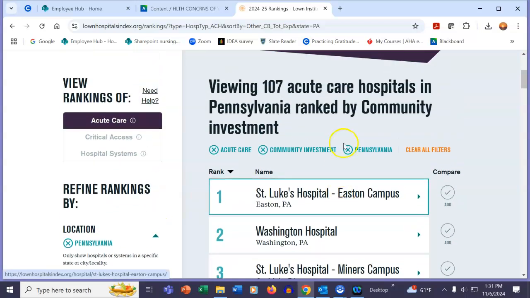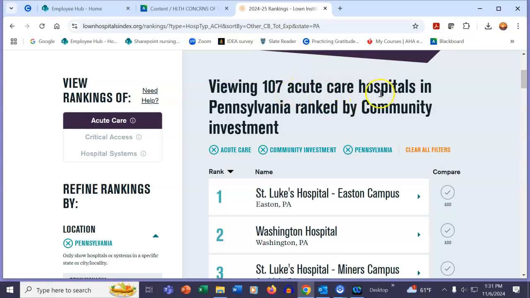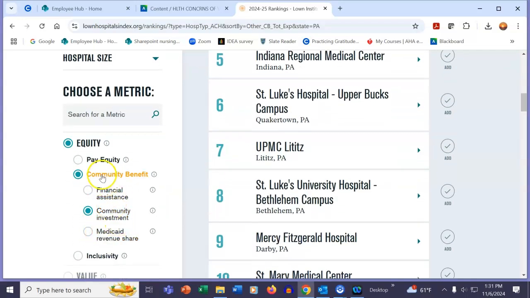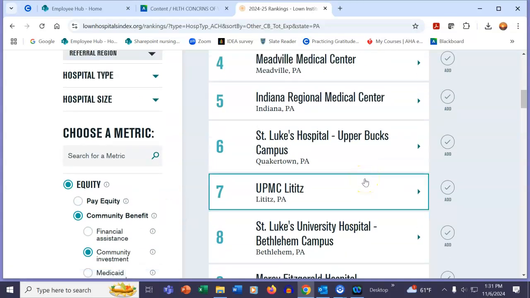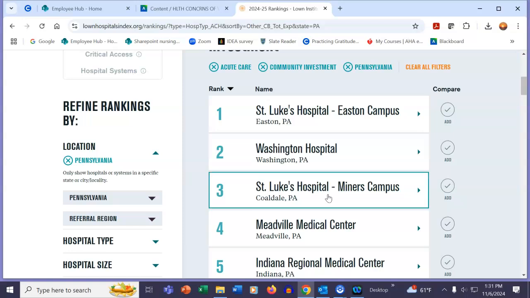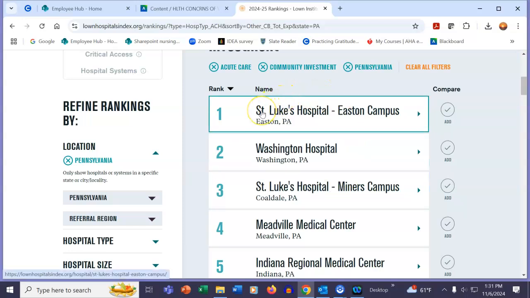Pennsylvania. And here it shows 107 acute care hospitals in Pennsylvania ranked by community investment. Remember, this is what we're talking about, the community benefit. How much are they giving back to the community? How much is the hospital investing in the community for wellness programs, etc.? And you can see they're ranked.